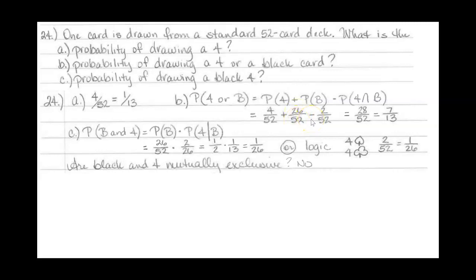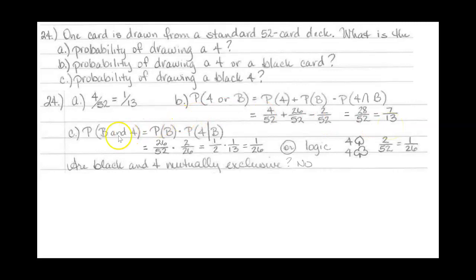But then we need to subtract off any cards that are 4 and black. So there would be a 4 of clubs and a 4 of spades that are black. There would be 2 cards out of the 52. And again, the reason for that is over here, when you counted the 4s, you counted the 4 of clubs and the 4 of spades. And here, when you counted all your black cards, you again counted the 4 of clubs and the 4 of spades. So this is subtracting off that duplication so that you don't list the same cards twice. So when we subtract, we'll get 28 out of 52, and that reduces to 7 out of 13.